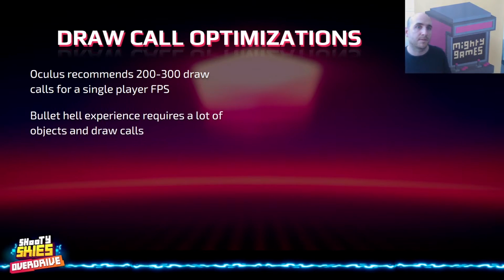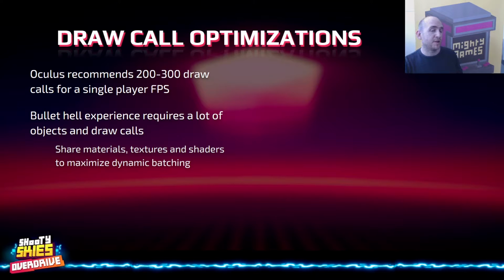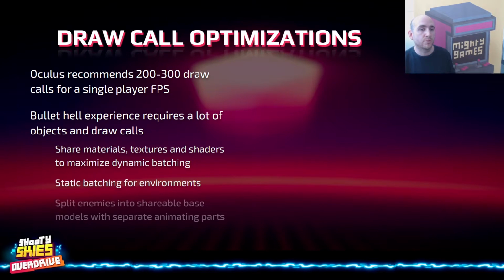So one big thing that we optimized heavily was our draw calls. Oculus recommends about 200 to 300 draw calls for a single player first person experience. And as a bullet hell experience, we require a lot of objects and a lot of draw calls to be happening in any one single frame. So we want to make sure that we're sharing materials, textures and shaders to maximize dynamic batching as much as we can. Do static batching for our environment so that the meshes get combined and they can also be rendered in a single draw call.